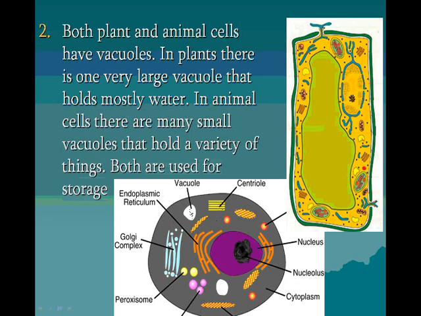In animal cells, they have lots of smaller vacuoles. These are used to hold a lot of different things like proteins or carbohydrates or fats. They're both used for storage. Plant cells use their central vacuole primarily for water storage, and animal cells use many smaller vacuoles for storage of a lot of different things.